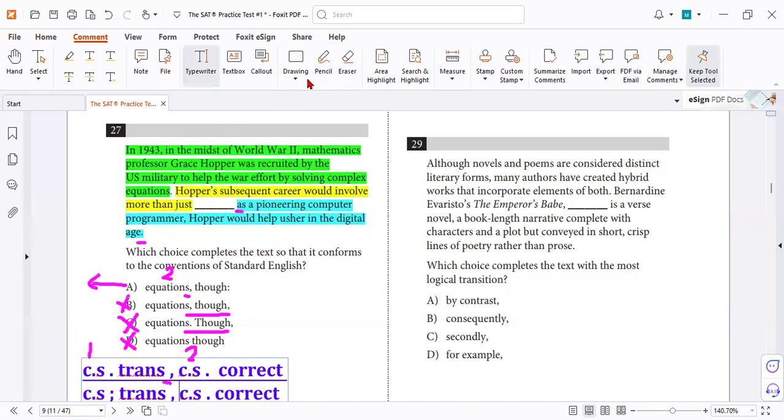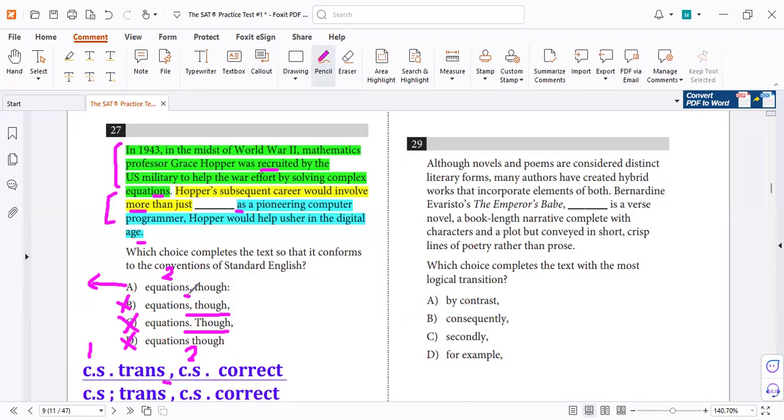So now let's find what is the contrast. He said a mathematics professor was recruited by the US military to help the war effort by solving complex equations. But the opposite: that subsequent career would involve more than equations. How? He was recruited only for equations. How was his career afterward, a myriad of jobs? As he said here, involved more than just. This means here it's opposite. So the opposite is between this one and this one.